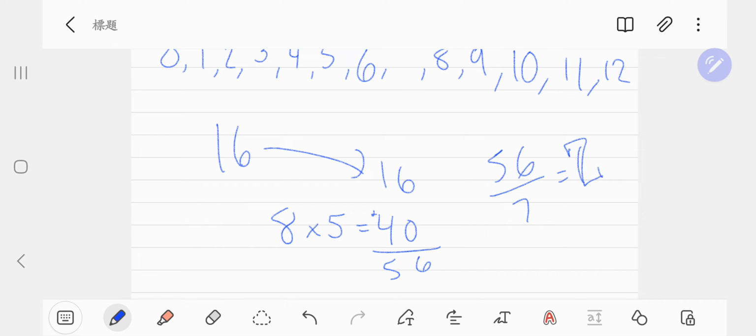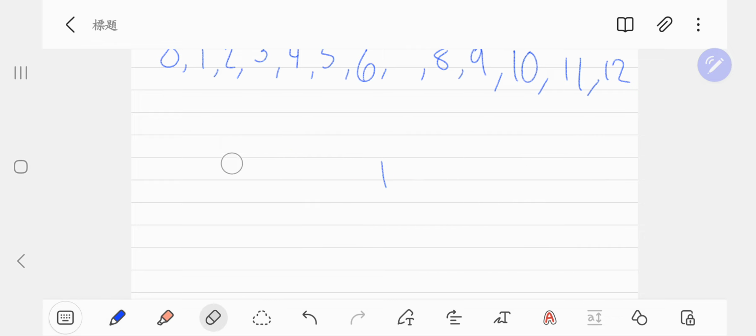And the answer is yes. So that is definitely true. 56 is a multiple of 7. All right, how about 2359? All right, so then we do the same thing.